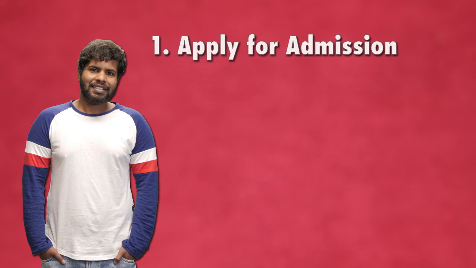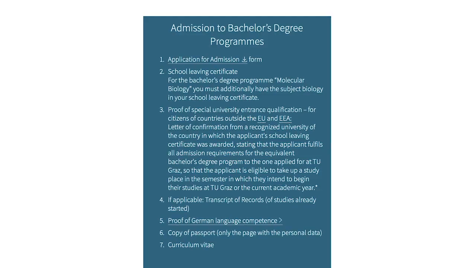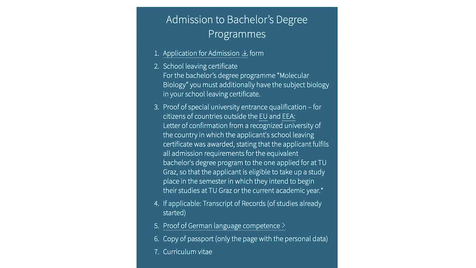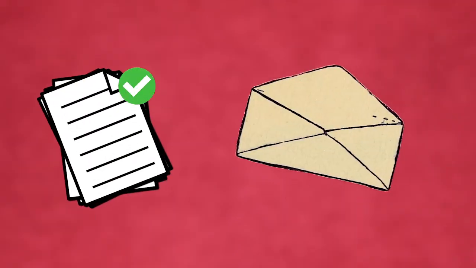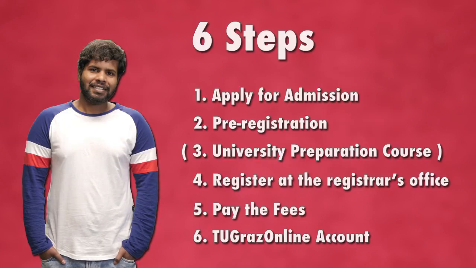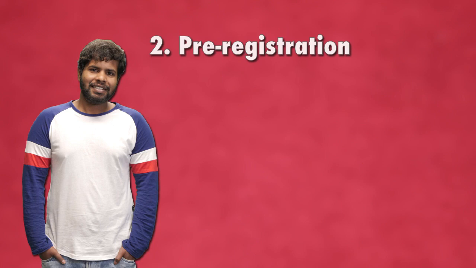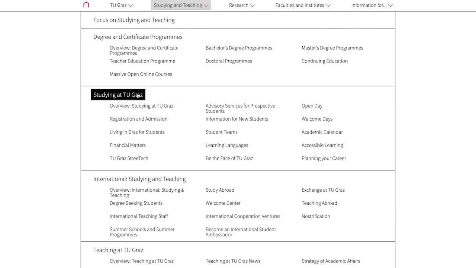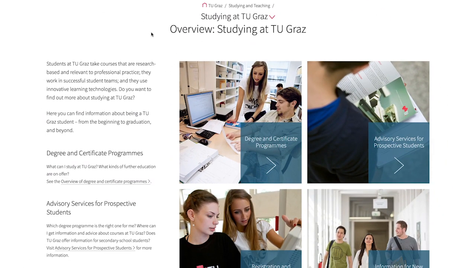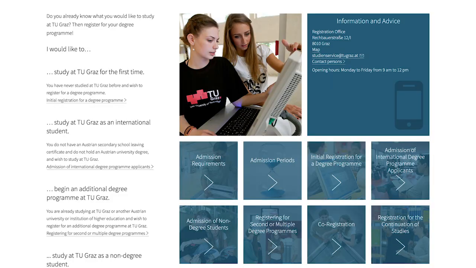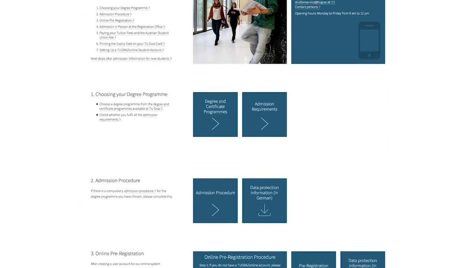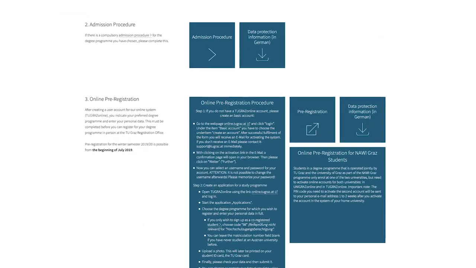Together with the application for admission form, Michael submits all necessary documents to the registrar's office. If all documents are accepted, the registrar's office will send Michael a letter of acceptance by post. After he has received the letter of acceptance, Michael needs to pre-register at Graz University of Technology. He is asked to upload his details online to TU Graz Online, the campus management system at TU Graz. The pre-registration has to be completed online within a given period.